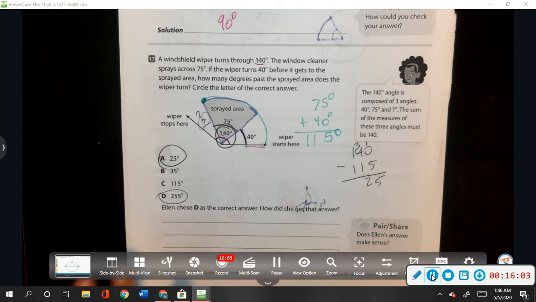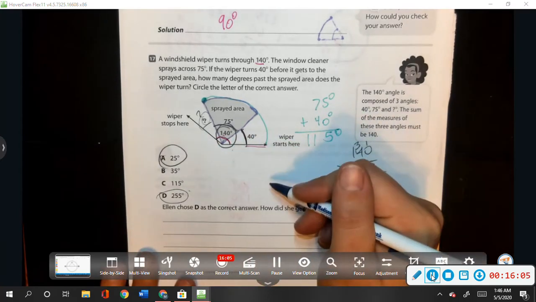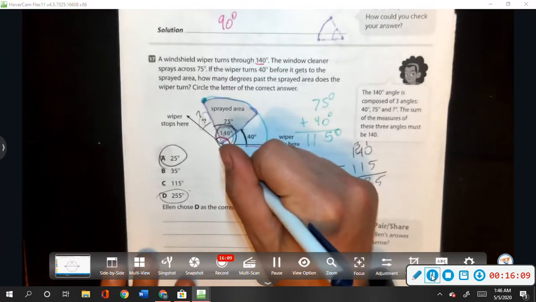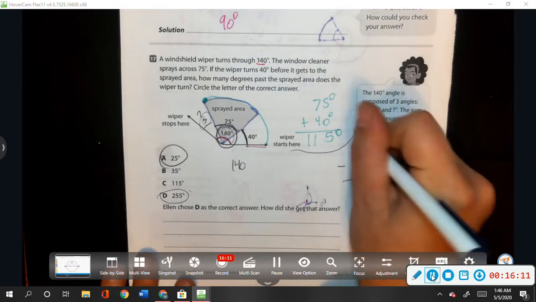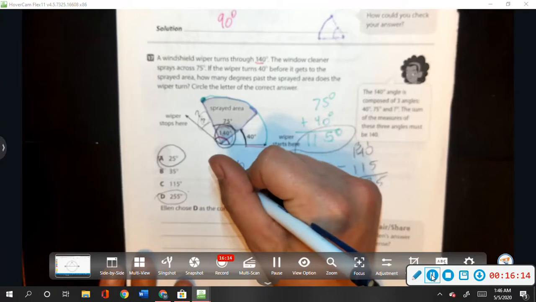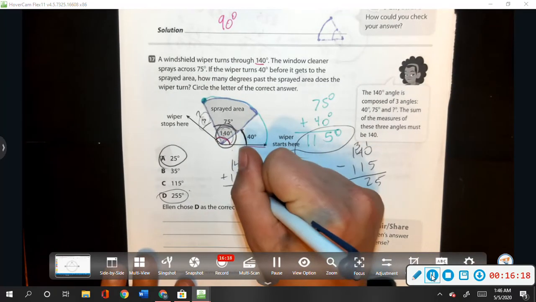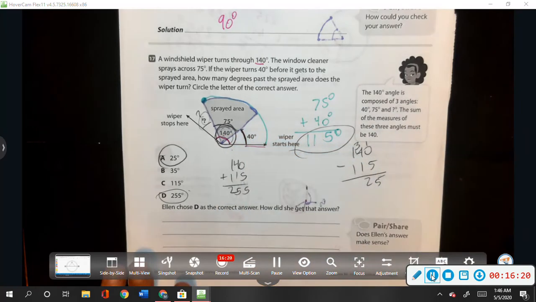So what operation do we use that makes our numbers bigger? Addition. She must have added instead of subtracted. She must have taken her whole angle of 140 degrees and added in the two angles that we already knew about. Let's see if that's what she did. We can add this up real quick. That'd be 5, 5. Yep, that's what she did.